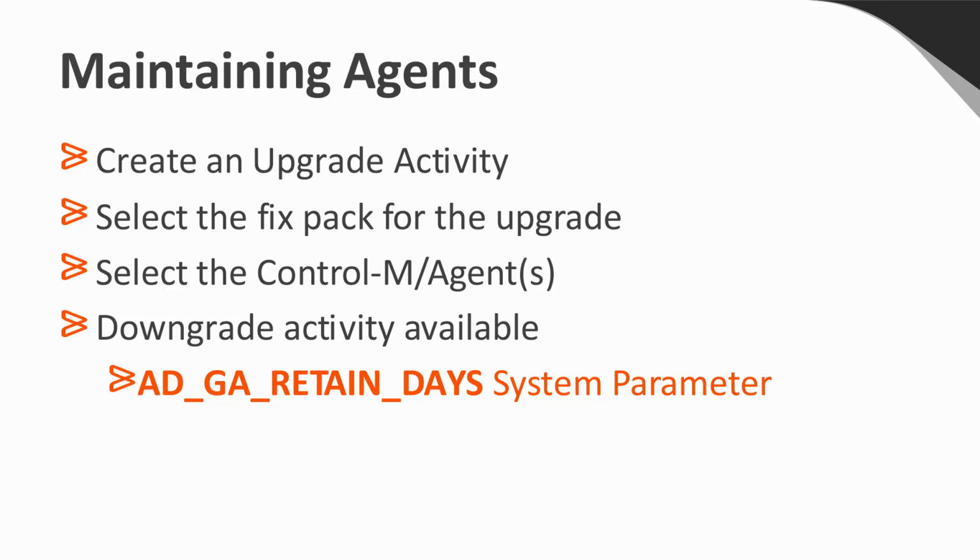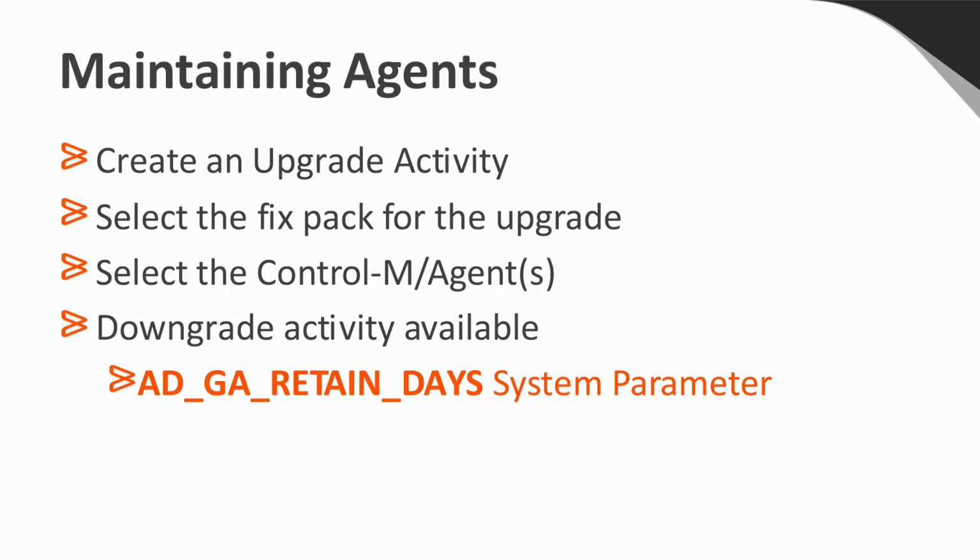So when the tool upgrades an agent, it creates a backup of the previous version in case that we need to downgrade the agent to the previous version. So the agent deployment tool creates these backup files that are stored on the agent side, and these files are used in case that we need to perform a downgrade.